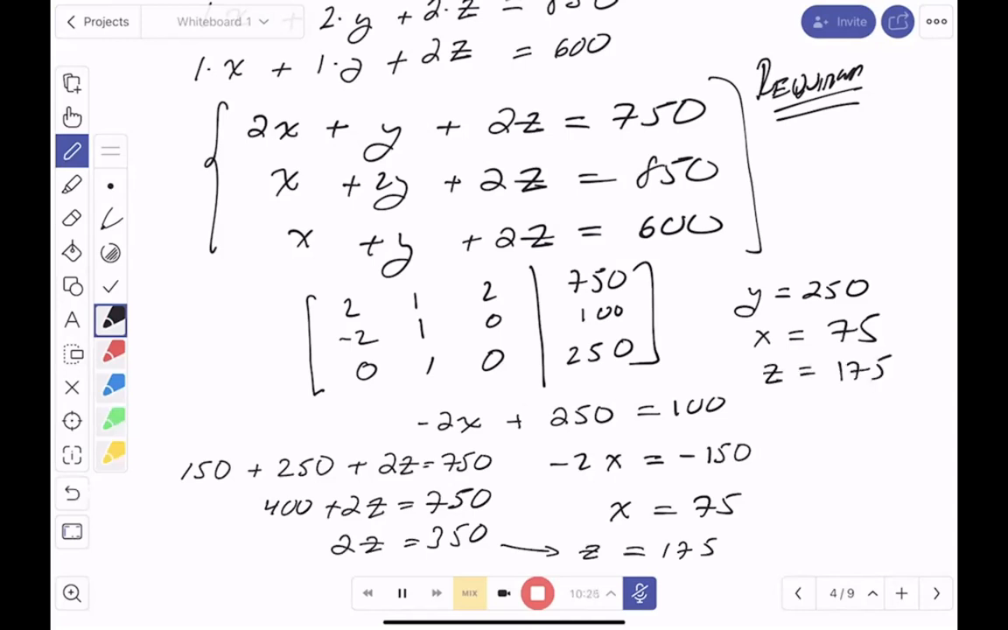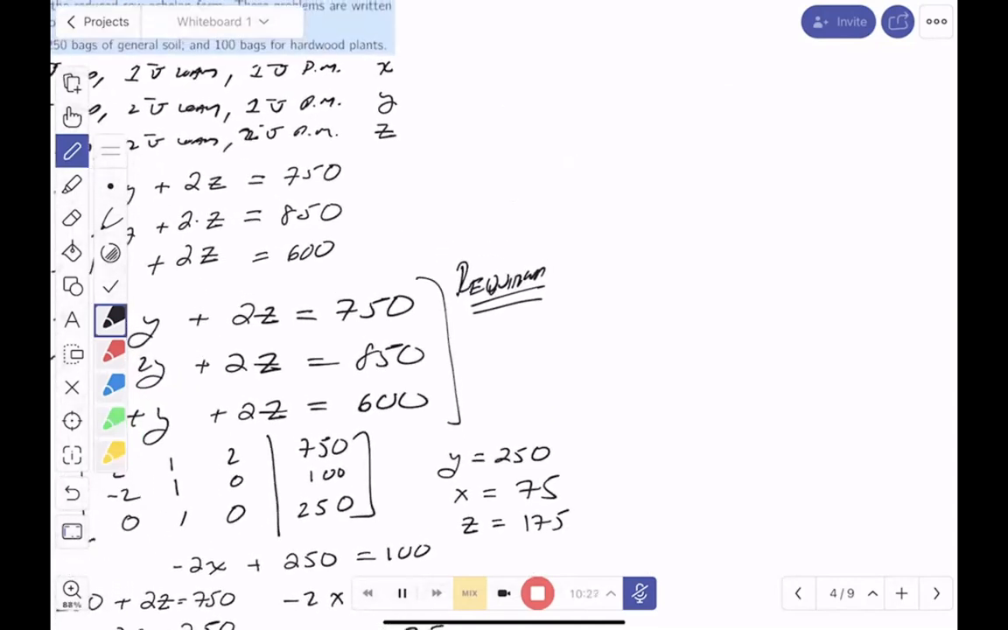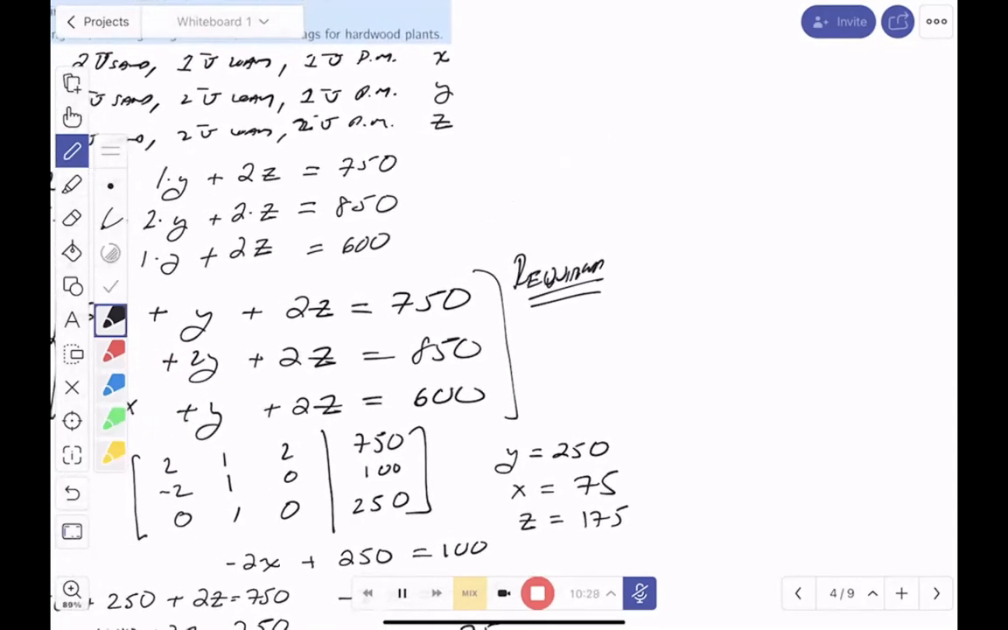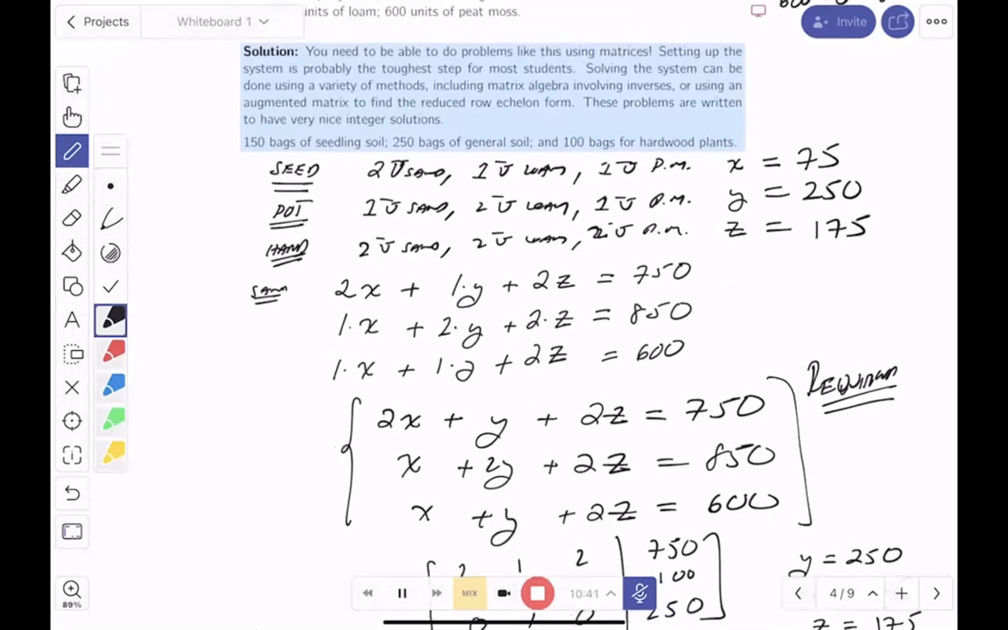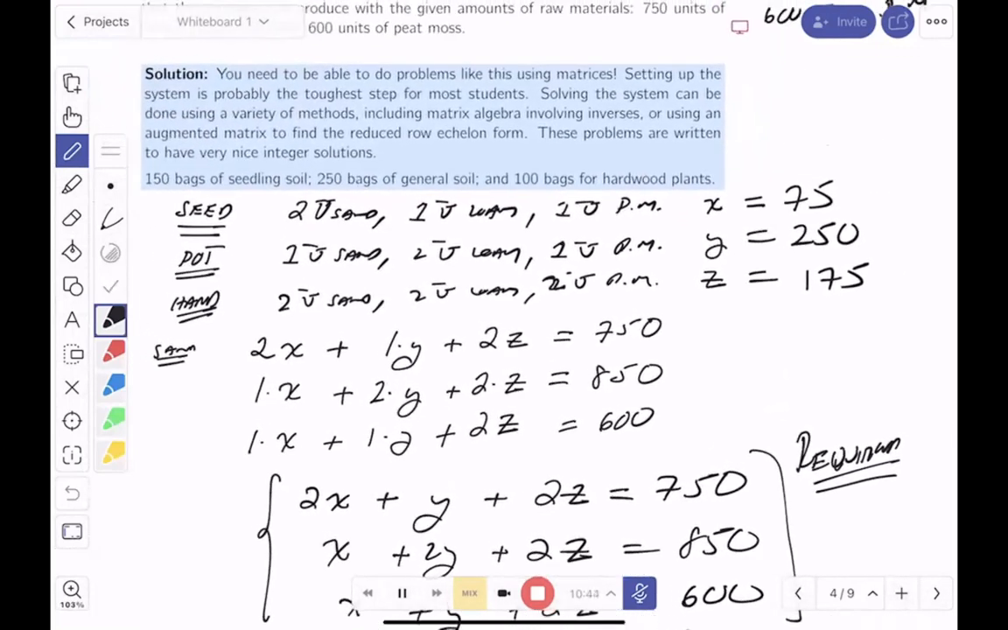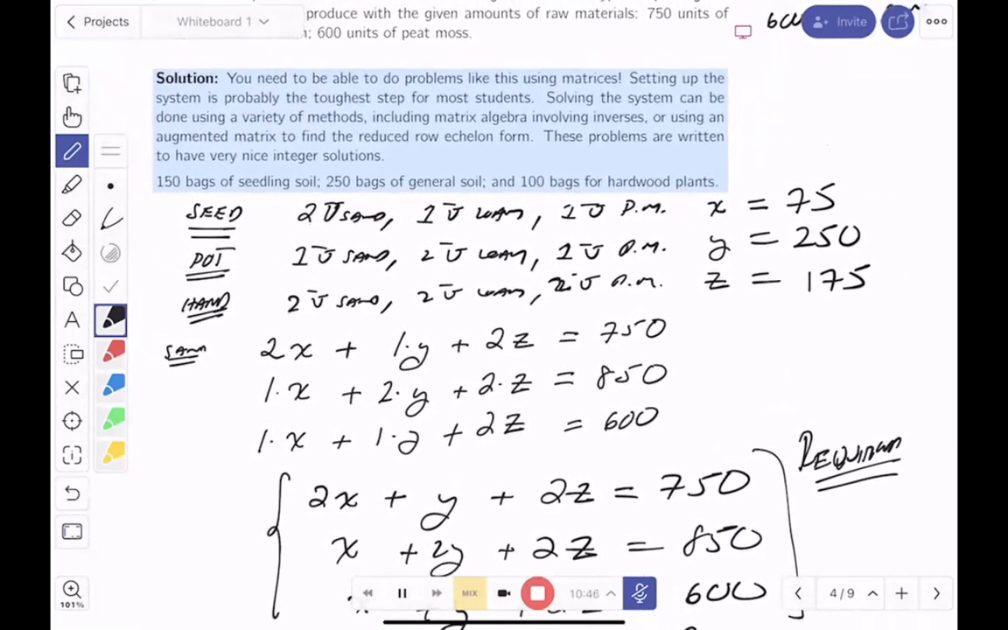All right, so I don't even know what those letters mean anymore. You go back, and what does it mean? X is 75, Y is 250, and Z is 175. All right, let's go back and make sure you understand what it says. We'll look at the answer too. It says over here that we can now make 75 bags of the seedlings.